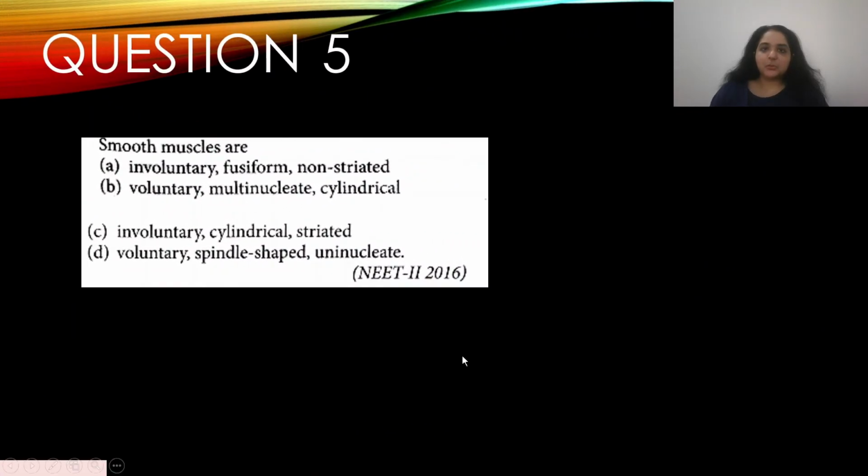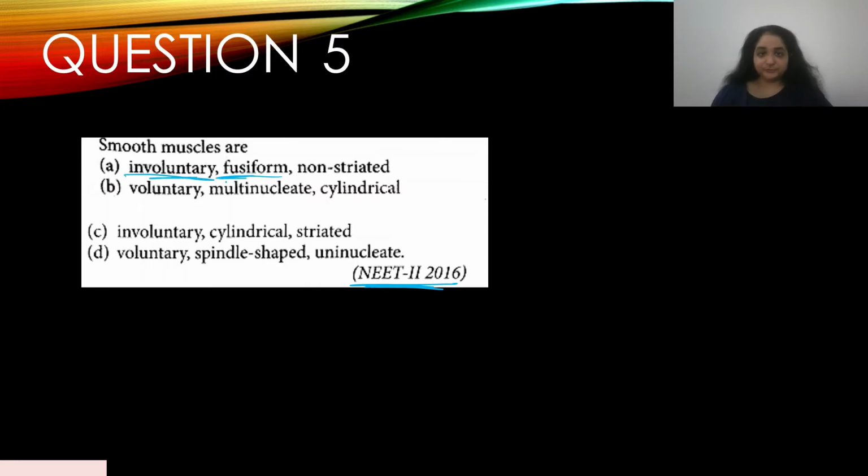Okay, next question. Question number 5. Smooth muscles are, and this appeared in NEET 2016: A. Involuntary fusiform non-striated, B. Voluntary multinucleate cylindrical, C. Involuntary cylindrical striated, D. Voluntary spindle shaped uninucleate. Smooth muscles are clearly involuntary. Okay, it's out of our control. We don't consciously move those muscles. So involuntary is one of them.